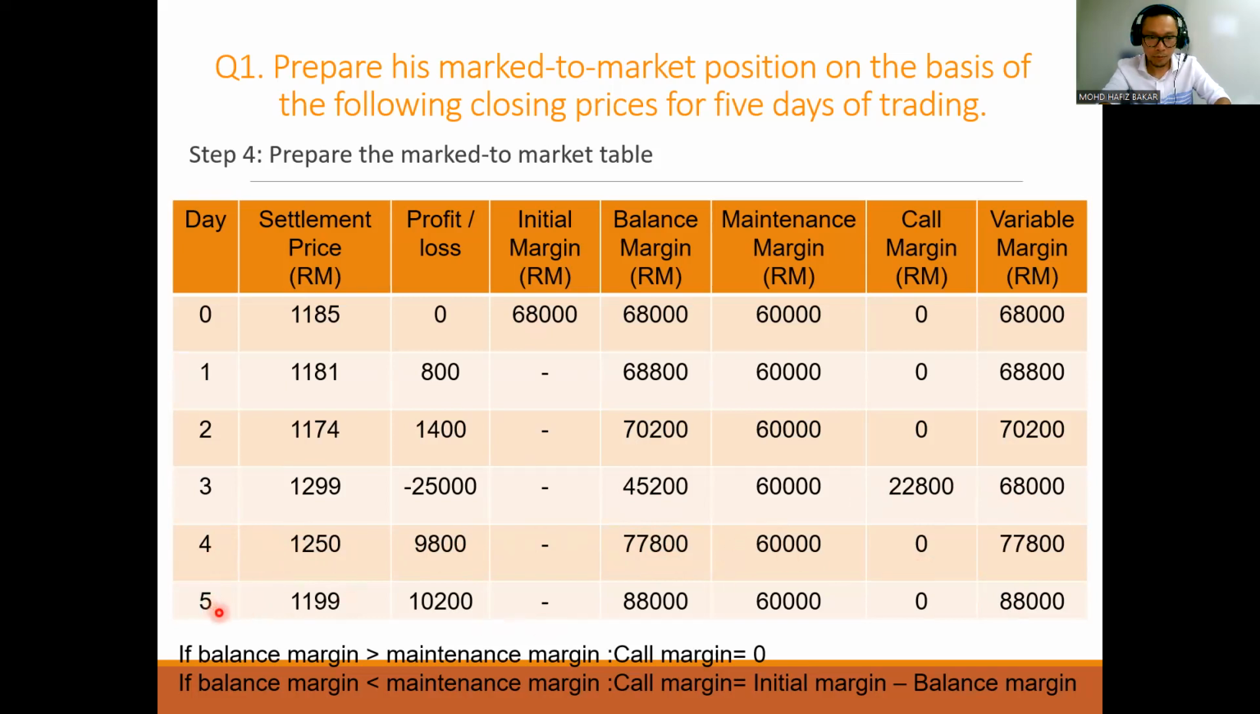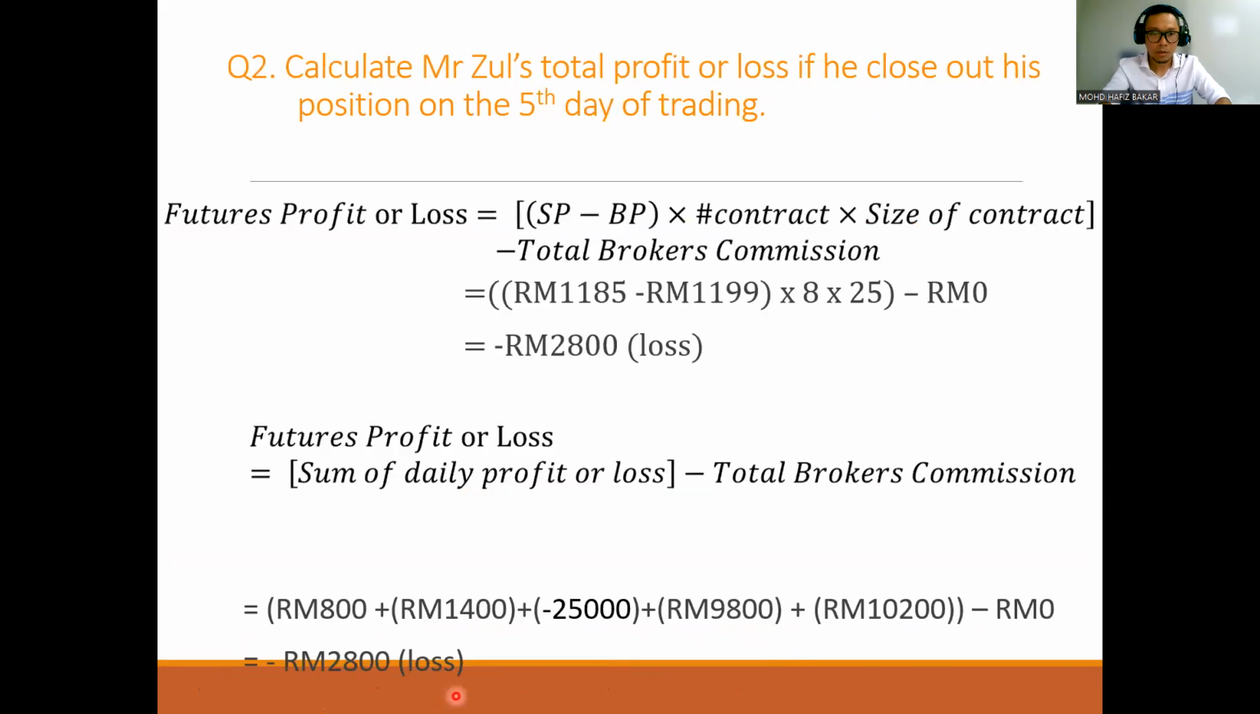Okay, and then the day 5, 1199 is the daily price. The profit that we're getting from the calculation is 10,200 plus 77,800. So the balance now is 88,000. Since it is higher than maintenance margin, no call margin, so the balance will be 88,000. Okay, so the call margin can only be made if the balance margin is less than the maintenance margin.